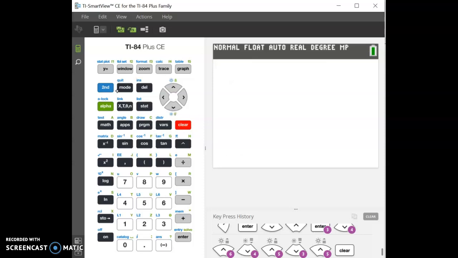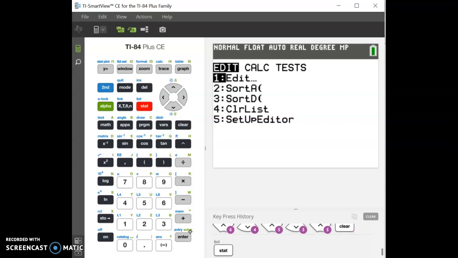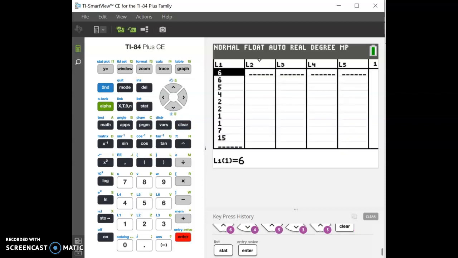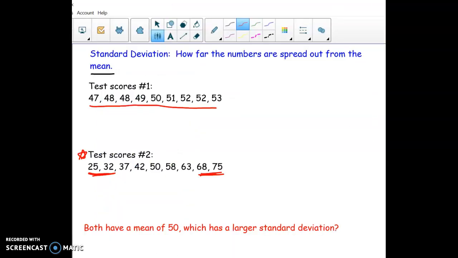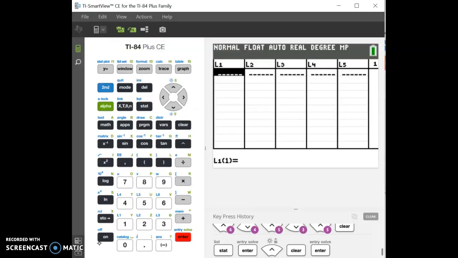So you just hit stat and then go to edit. And again, you pretty much want to use list 1 if you can. If you use the other ones, that's okay. You'll just have to switch using these list keys up here. But I'm going to go up and hit clear and enter, and that'll clear out all the data that's in there. And now I just have to enter my new data. So I'll do maybe the first set here. I'm just going to type them in one at a time right here.